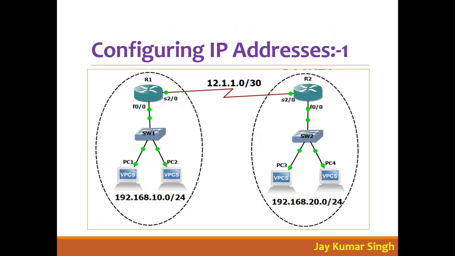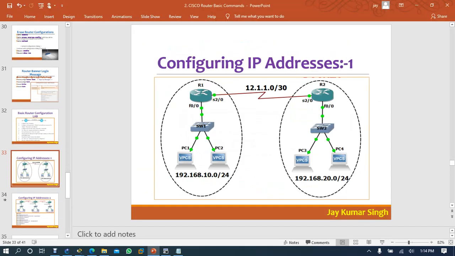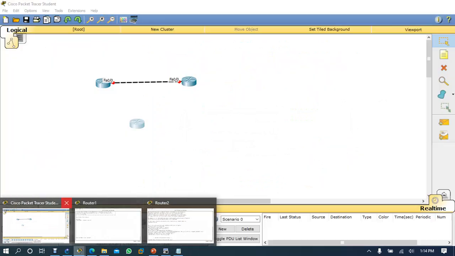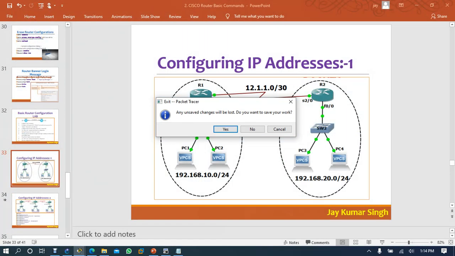Now, this is configuring IP addresses on the routers. So how will we configure IP addresses on the routers? Let's design the network like this. Packet Tracer is not here, no problem.